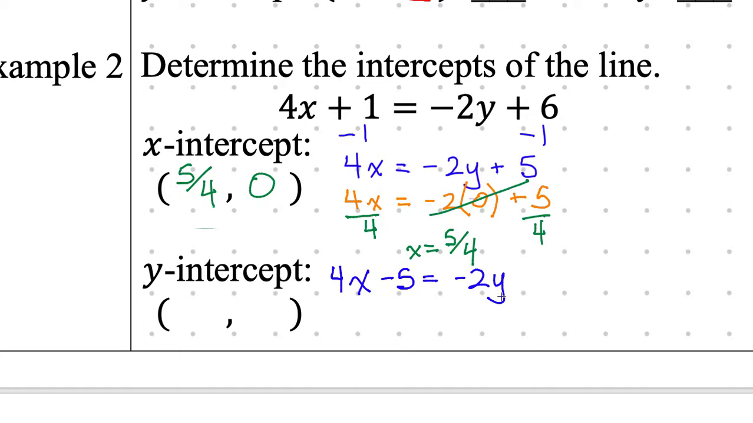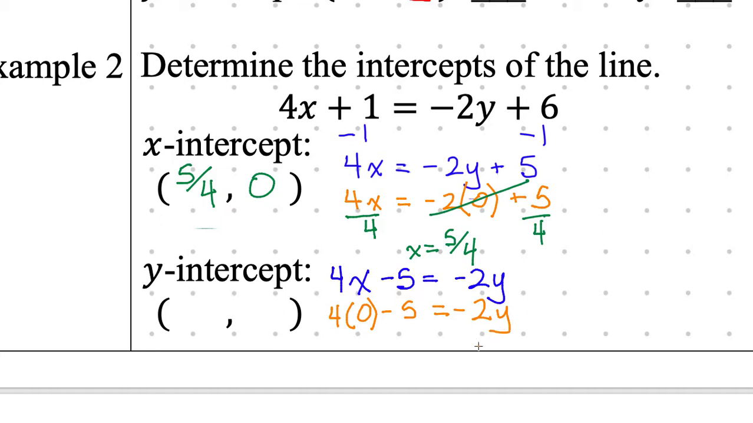What is our next step? Ulysses. Make x 0. Yes, you're correct, but why? Because whenever it's the y-intercept, x is always 0. There it is, yeah. So we're substituting 0 in for x, so I have 4 times 0 minus 5 is equal to negative 2y.